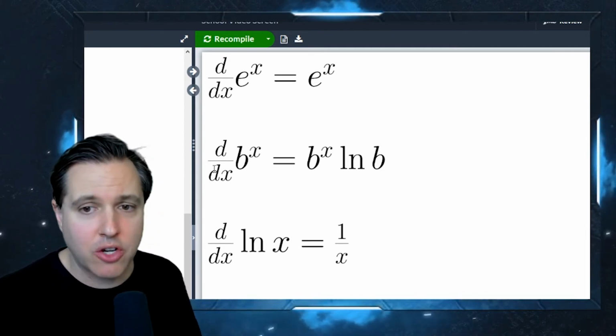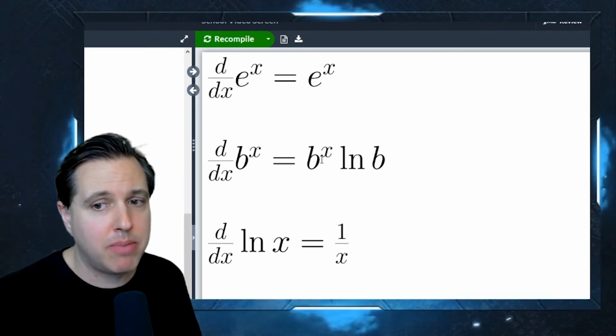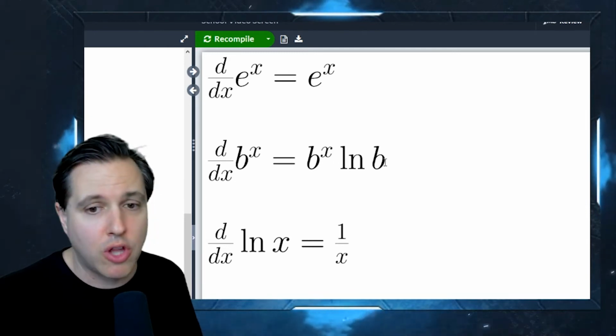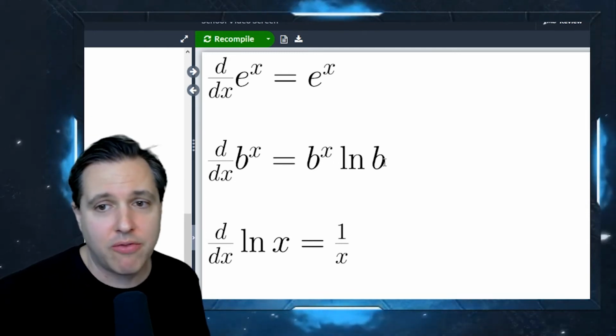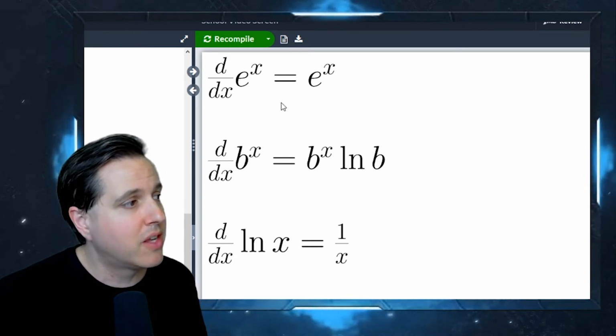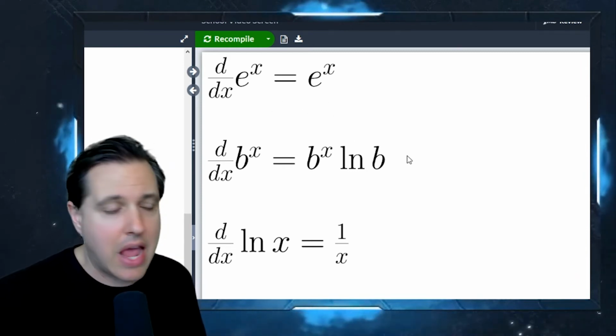But if we want to take the derivative of b to the x, that's going to be b to the x times the natural log of b. So still not very difficult, but usually we're going to be in some version of this uppercase e anyways.